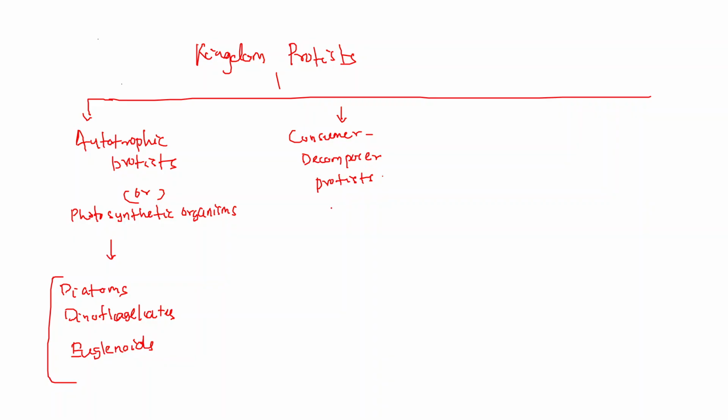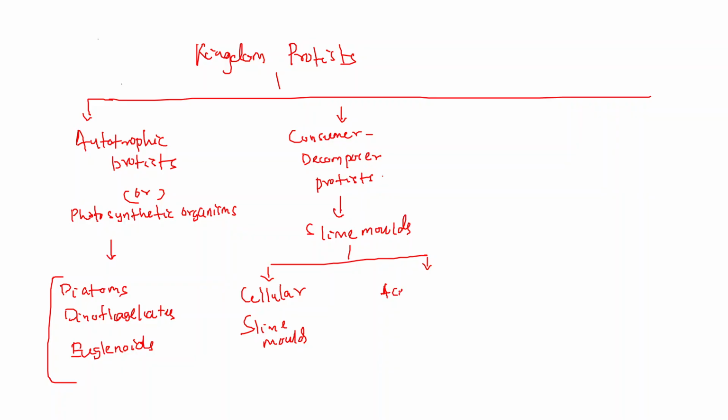And mainly slime molds come under this class. Slime molds are the consumer and decomposer protists. And again, slime molds are divided into two groups, that is cellular slime molds and acellular slime molds. These are known as the consumer and decomposer protists.